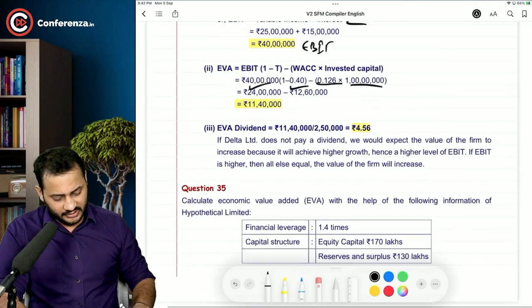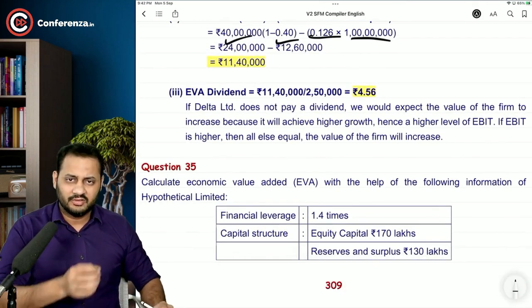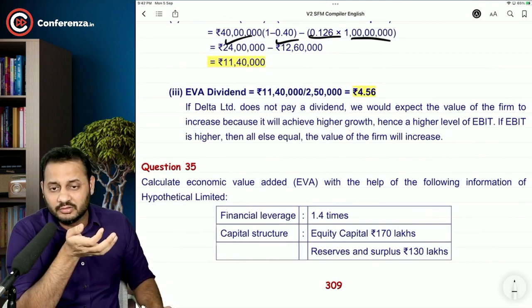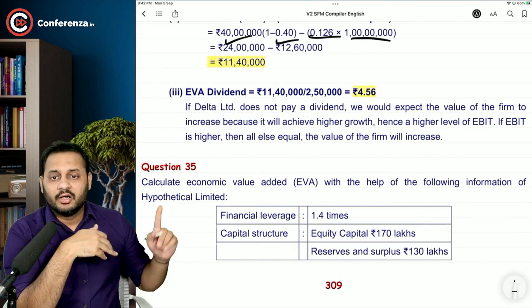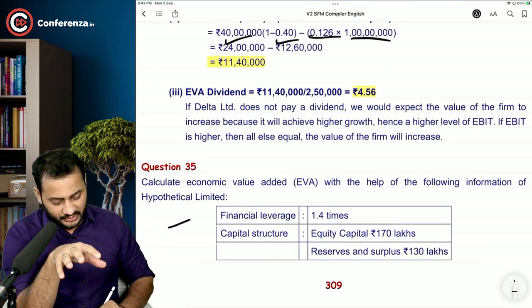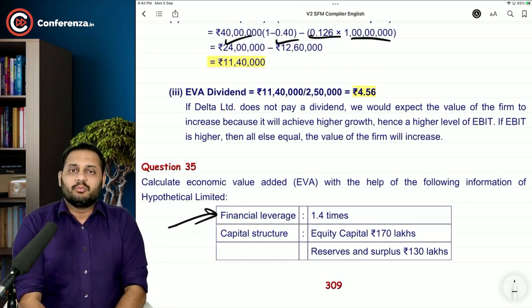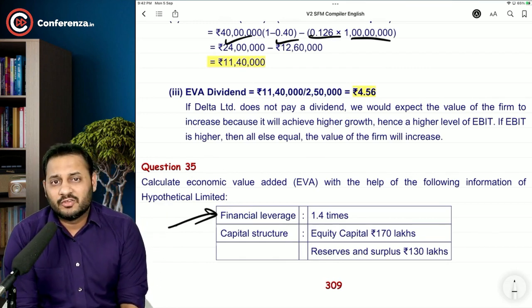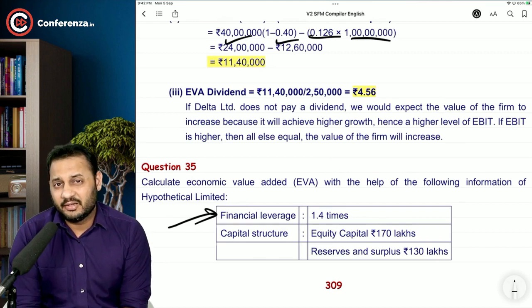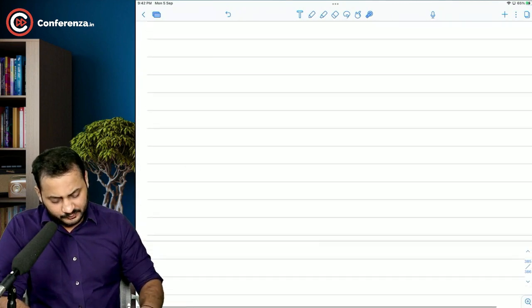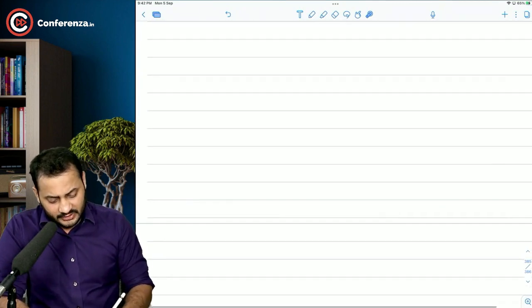Cool. Question number 35 is interesting. We are taking only those questions where we will learn something. Something is new. Again, calculate the economic value added with the help of the following information. Financial leverage is 1.4 times. If you have gone through the types of leverages chapter in CA Intermediate Financial Management, then you will realize this concept. Remember this concept. See, I will tell you.